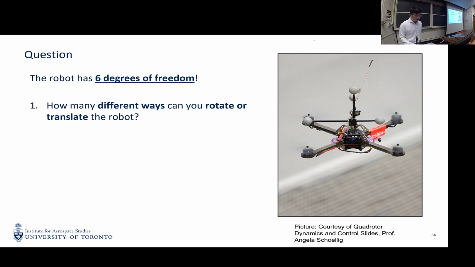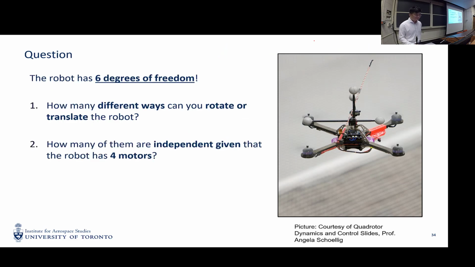Okay. So I have some questions for you. So as we can see, how many degrees of freedom are there? We have 6 degrees of freedom, right? We have 3 translational channels and 3 rotation channels, right? But the problem is that we only have 4 motors. So this is a very typical under-actuated system.